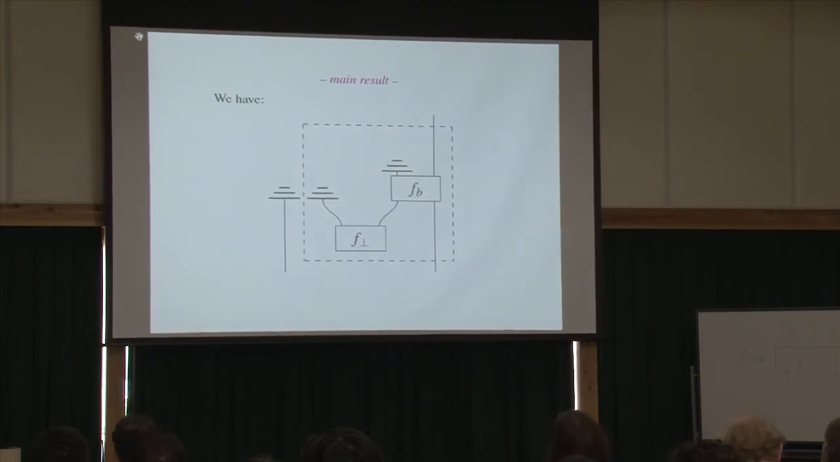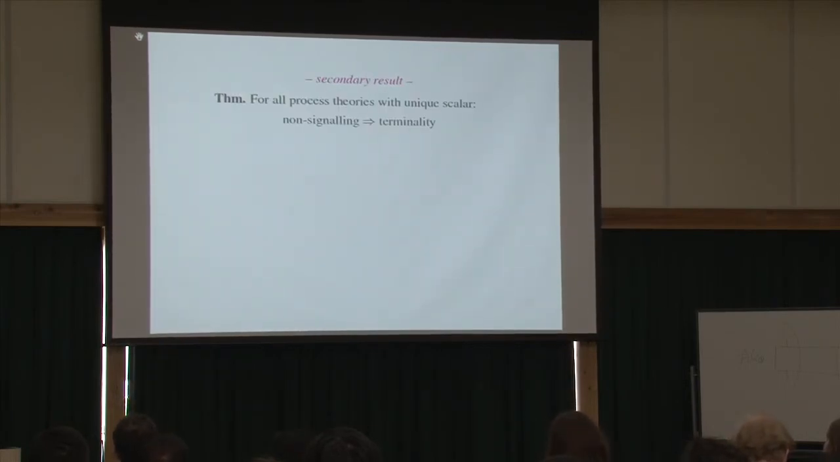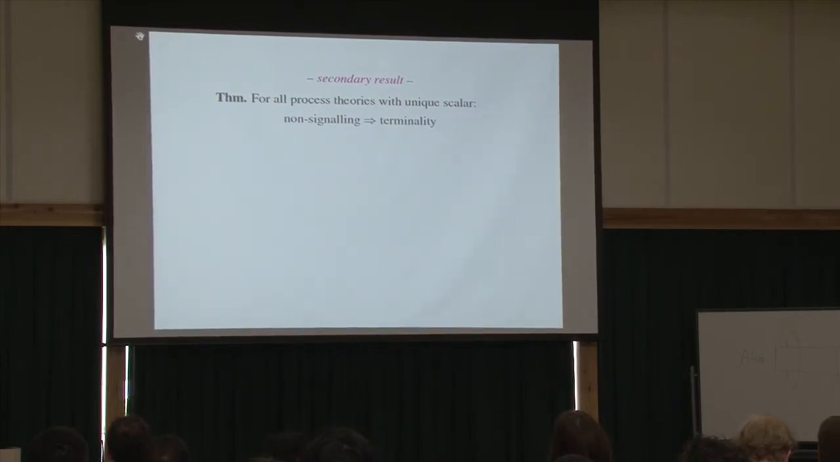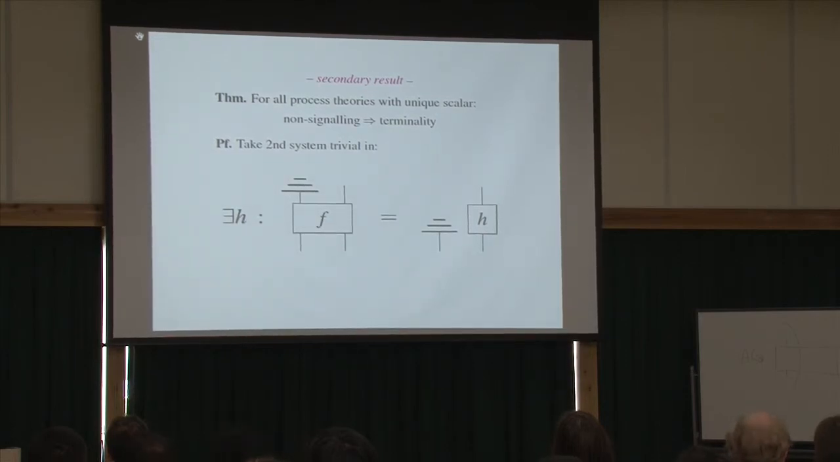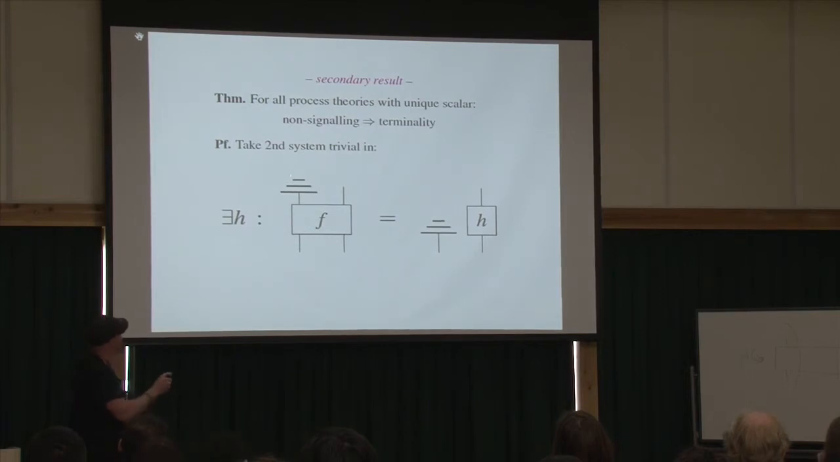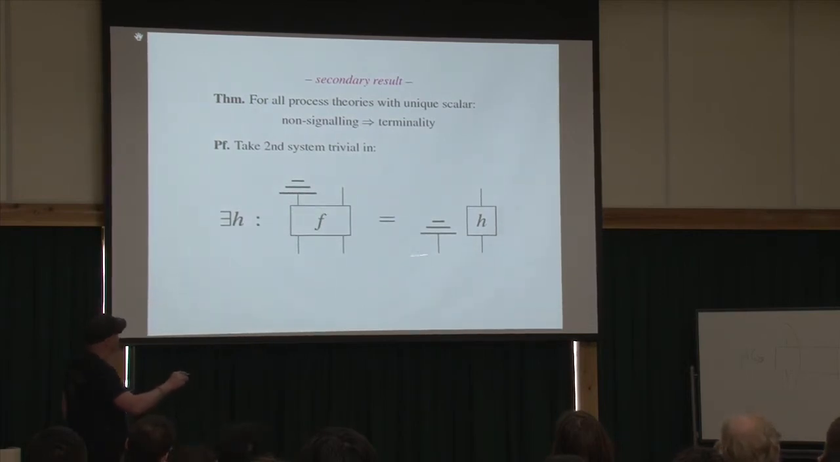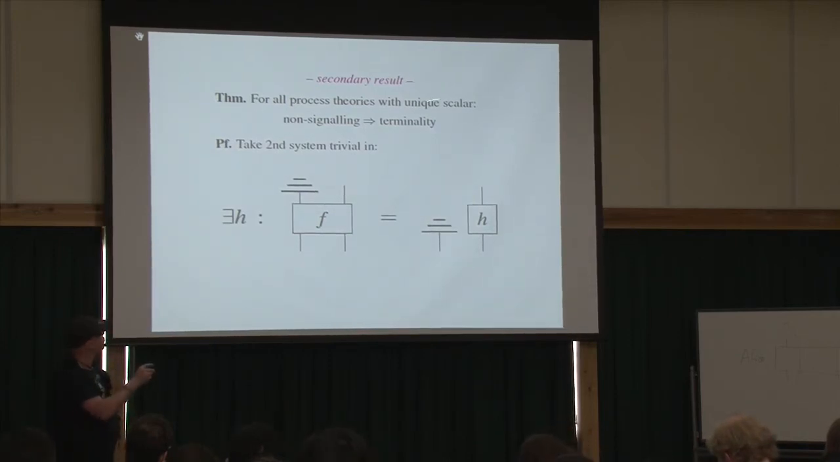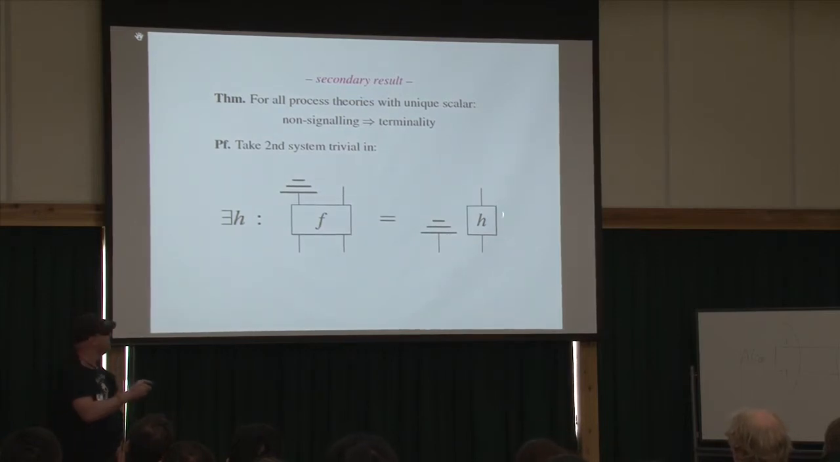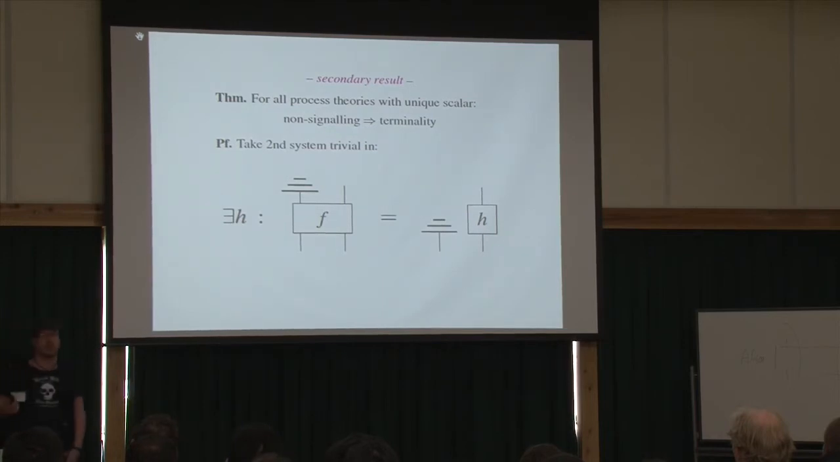I would say this is the main result, that this terminality implies non-signaling. Actually, they are equivalent, it turns out. The other implies this one too. The way to see this is simply that you take your second system trivial in this equation, and then you get the other equation. Then you have to make one more assumption, that there is only one scalar. You have to assume this here, because otherwise this thing doesn't vanish. So the main result is that these two things are equivalent for a very general class of process theory.